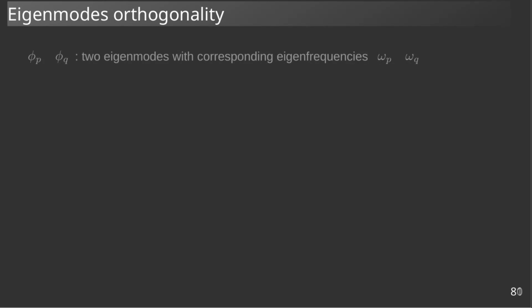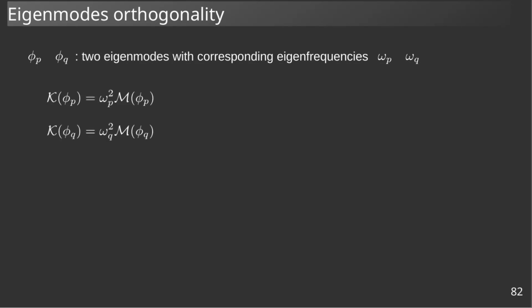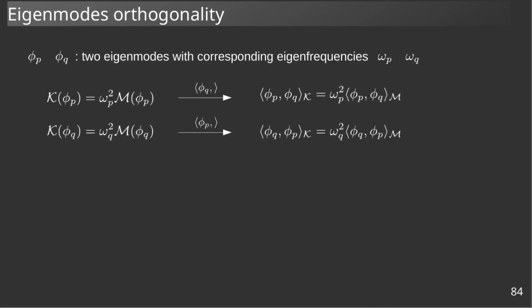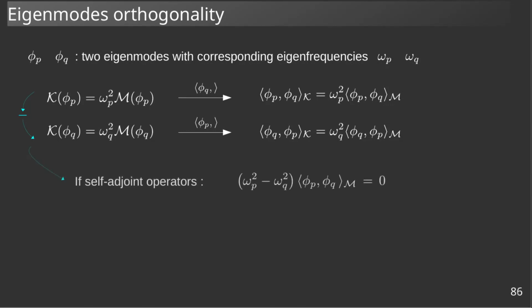Let phi p and phi q be two eigenmodes associated to the frequencies omega p and omega q. They therefore satisfy the following equations. Let us project the first equation on phi q and the second on phi p. We then make the difference between the two equations, and if the operators are self-adjoint, we easily arrive at the following relation: omega p squared minus omega q squared times the scalar product of phi p and phi q with respect to the mass operator equals 0.